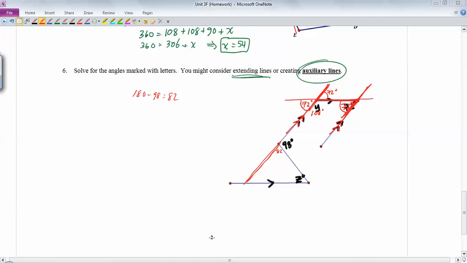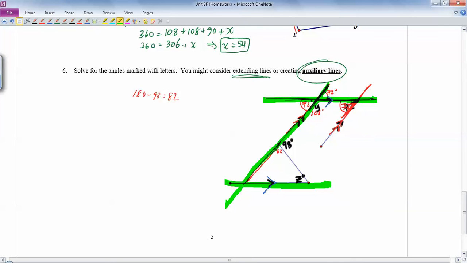Okay, so here's another one that you might not see easily. I'll use green highlighter for this one. This line and this line are parallel because you can see the arrows here and here. And here is a transversal right there. So you might be able to notice this C shape right here with the 72 up there. So this angle's got to be 72.